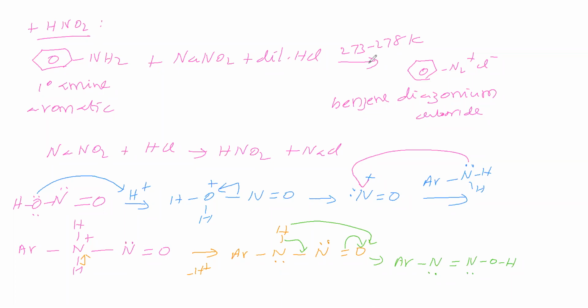Next, why have we taken 0 to 5 degrees Celsius? Because at that temperature only the diazonium salt is stable. Otherwise, the diazonium salt will undergo decomposition. Therefore, the temperature should be 0 to 5 degrees Celsius, and it should not be greater than 5 degrees Celsius. So if we keep it more than 5 degrees Celsius, what will happen? That we'll see.